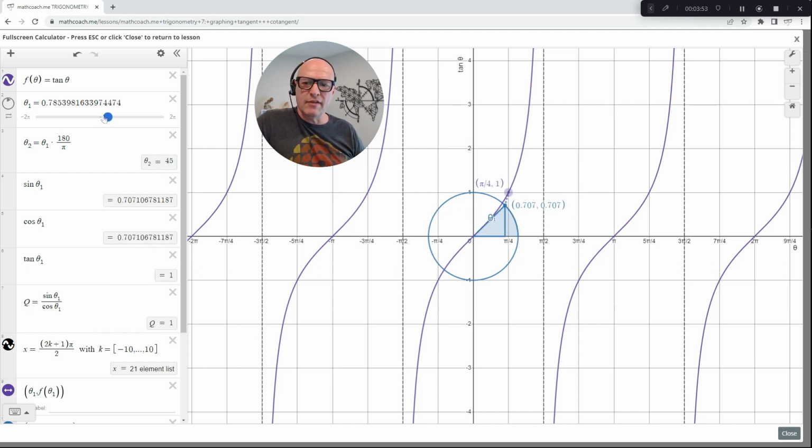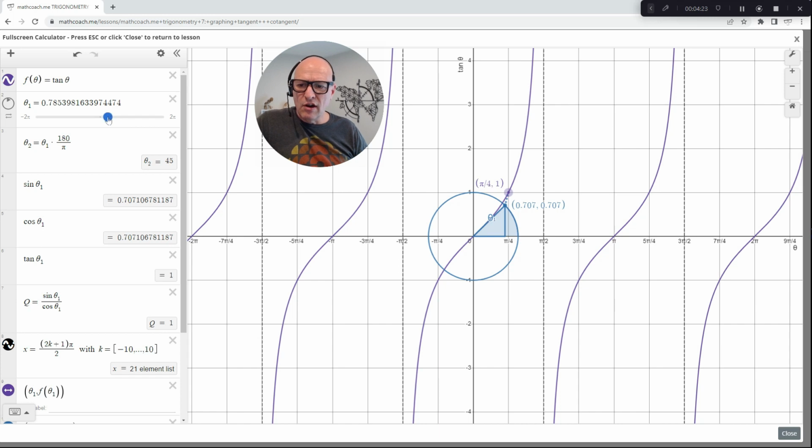So let's move that up. Let's go to 45 degrees. Okay, so sine of 45 degrees is 0.707, basically 1 over root 2. Same for cos of 45 degrees. Tan of 45 degrees, which is the opposite over adjacent, so basically sine of theta over cos of theta, is 1. Okay, so that's a key point to plot. So you plot that right there at 45 degrees and 1.